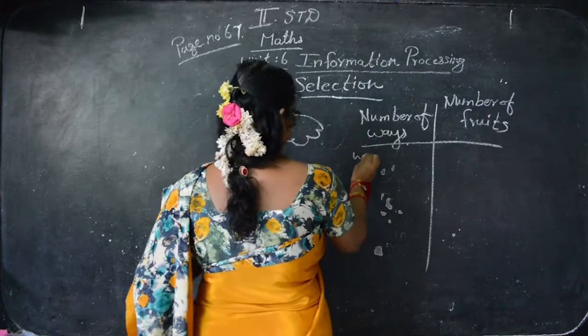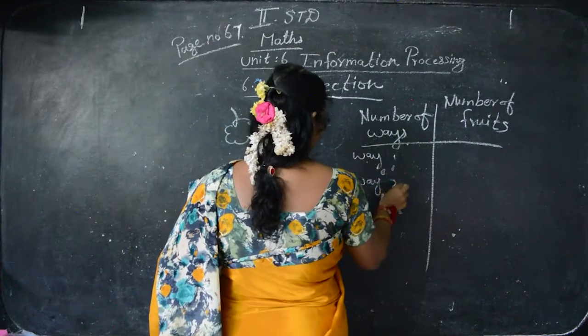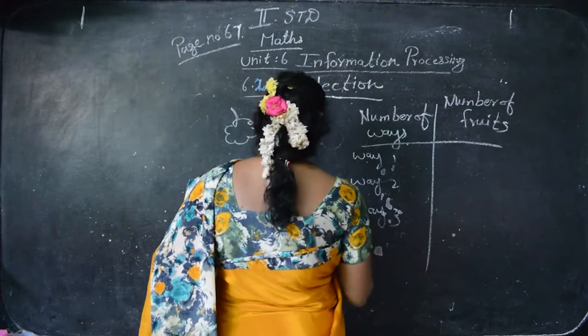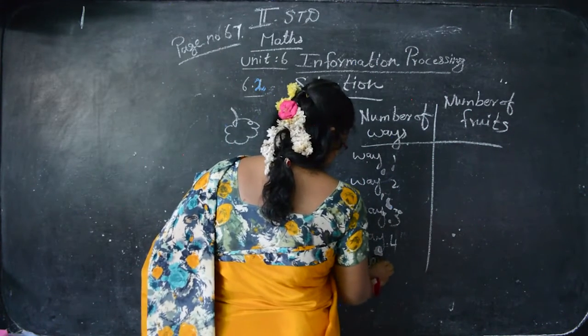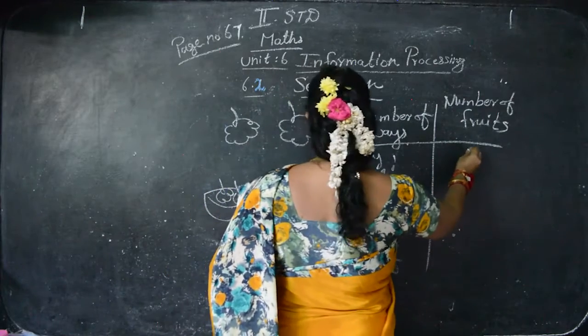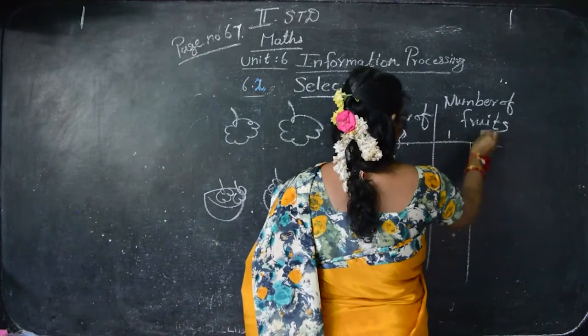See here, way 1, way 2, way 3, way 4, way 5. See here. Basket 1, basket 2.